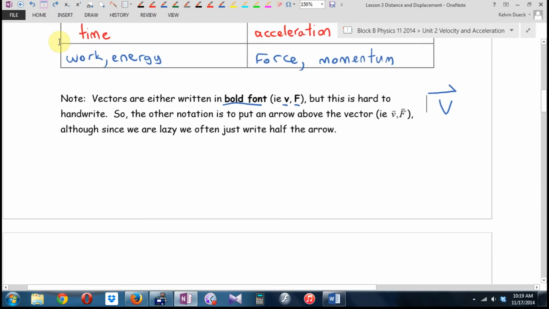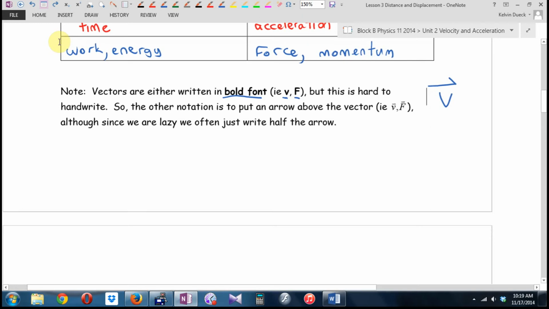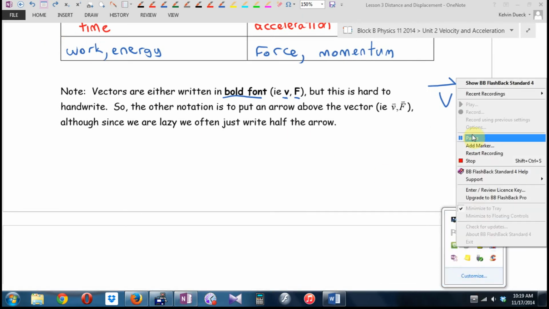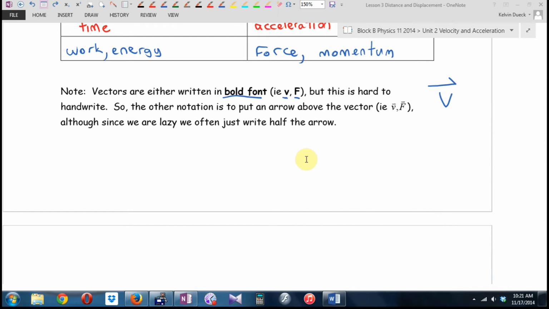And that's how you can tell. Will I ever take marks off if you're sloppy on notation? Probably not, but what I will try and do in our notes and in our homework is emphasize when it's a vector, because the math is different. Put your pencils down. So we have to be careful with vector math.